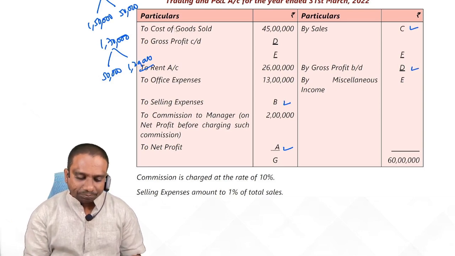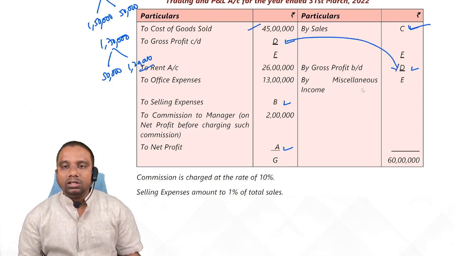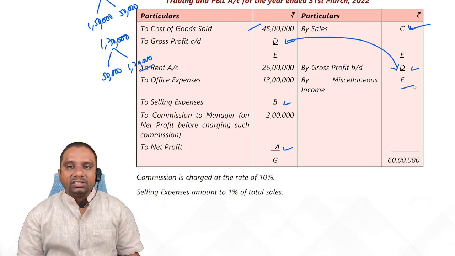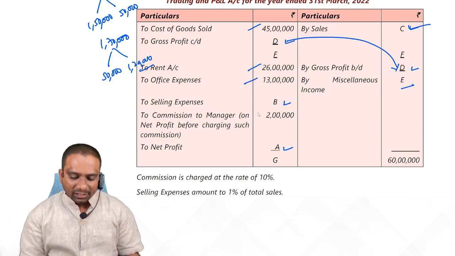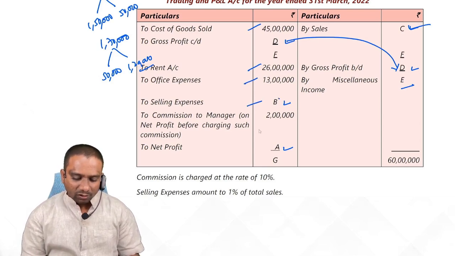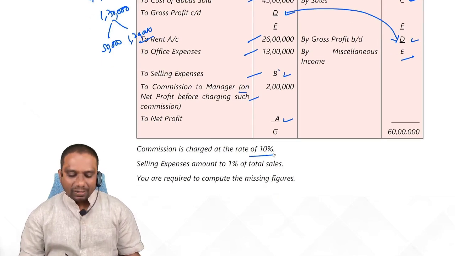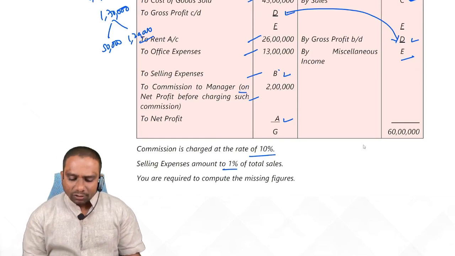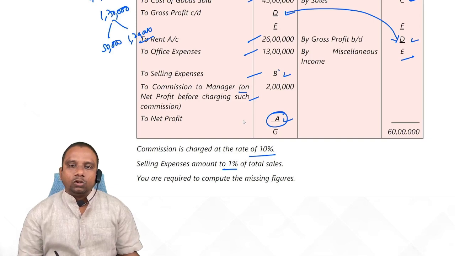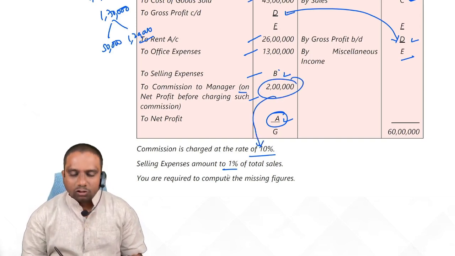First the trading account: sales minus COGS, we get gross profit. The same gross profit is carried to the P&L account, and miscellaneous income. Debit: rent 26 lakh, office expenses 13 lakh, selling expenses, which we have to calculate. Commission to manager is charged at the rate of 10% and selling expenses amounted to 1%. Now, first you need to calculate net profit. To calculate net profit, what is the hint you have? Manager commission and rate of commission.